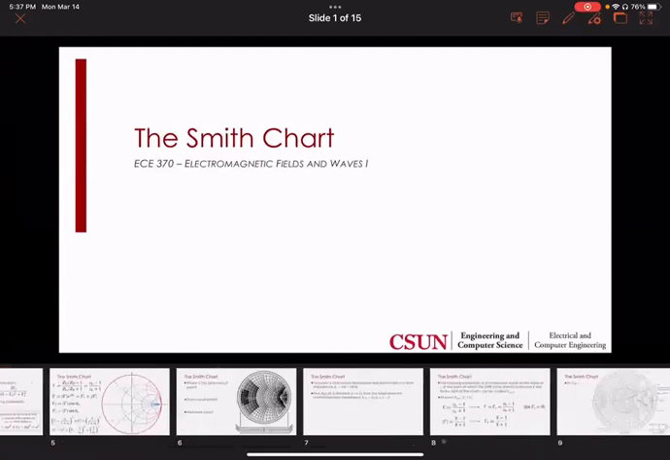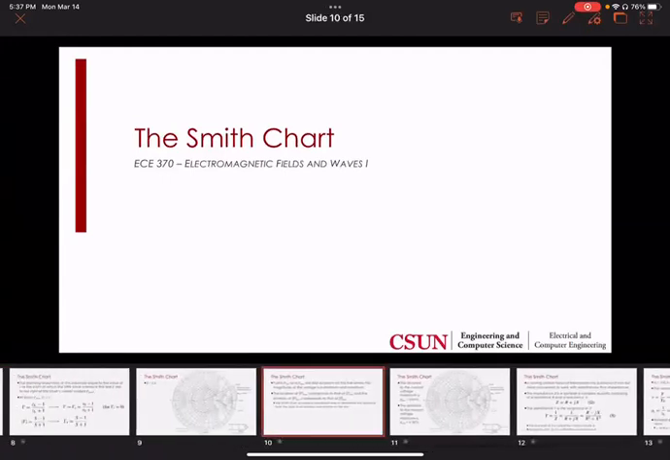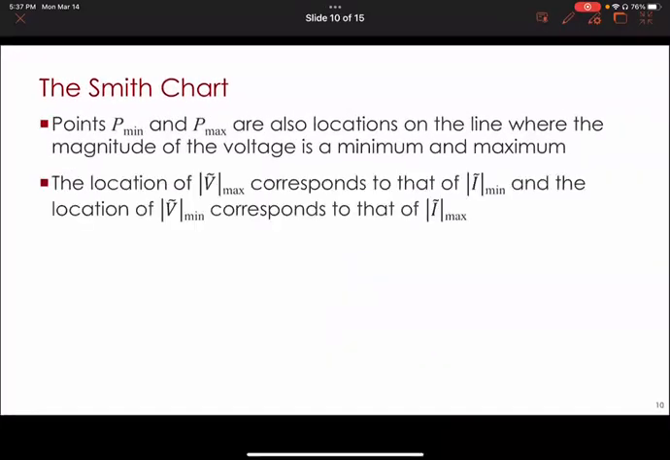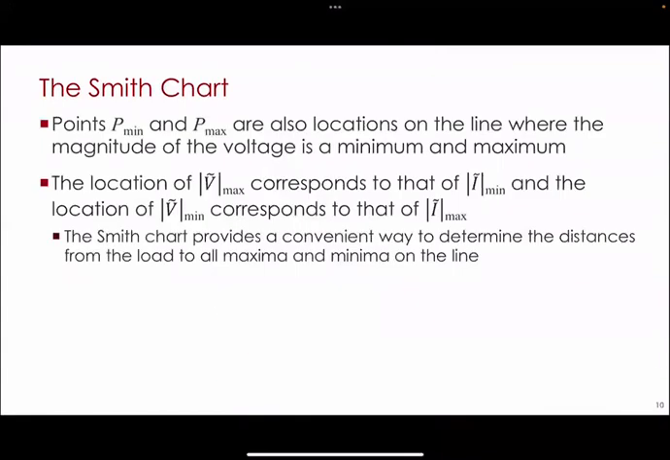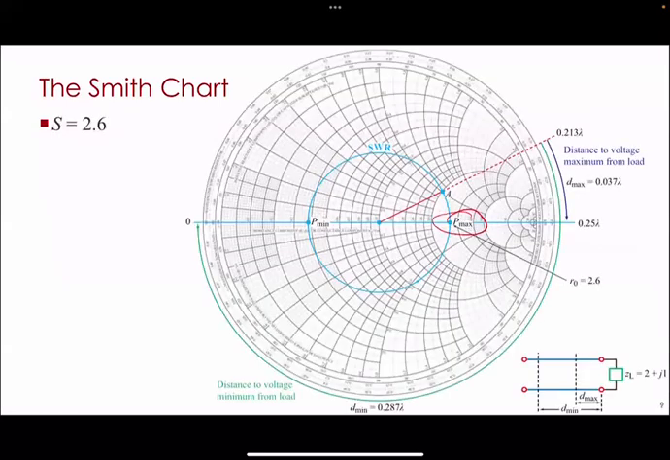We left off right about here, talking about the voltage maximas and minimas on the Smith chart and how they correspond to the point P min and P max. P min and P max are where the standing wave ratio circle intersects the x-axis on the right side and where it intersects on the left side.